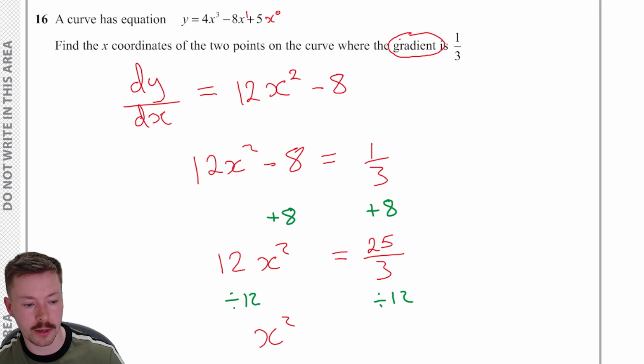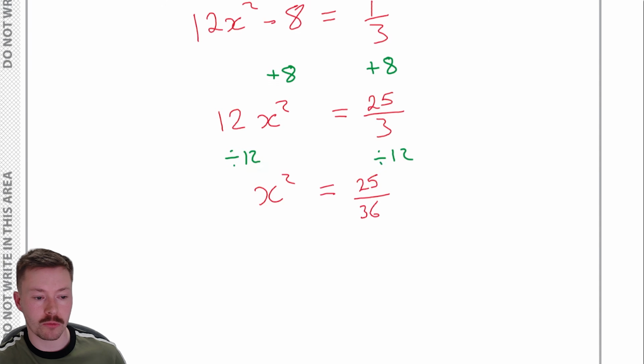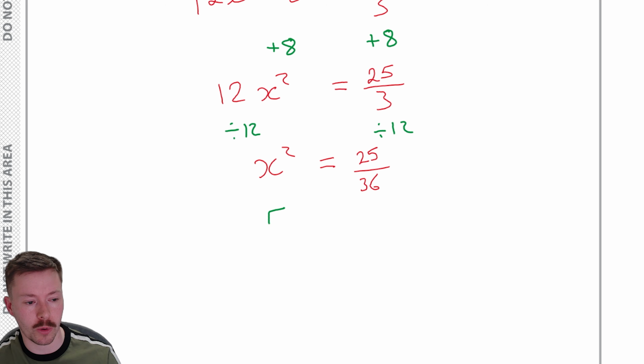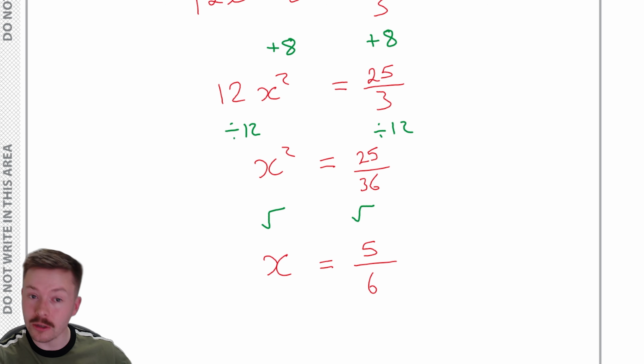So I've got x squared is equal to 25 over 3 divided by 12 is 25 over 36, which is a nice number because I can square root both of those. So I'm going to square root top and bottom. Well, yeah, top and bottom of the fraction, but left and right is what I meant of the equation. So square root both sides. We are going to get x is equal to square root 25 is 5, square root 36 is 6. So we get 5 over 6 as the answer.